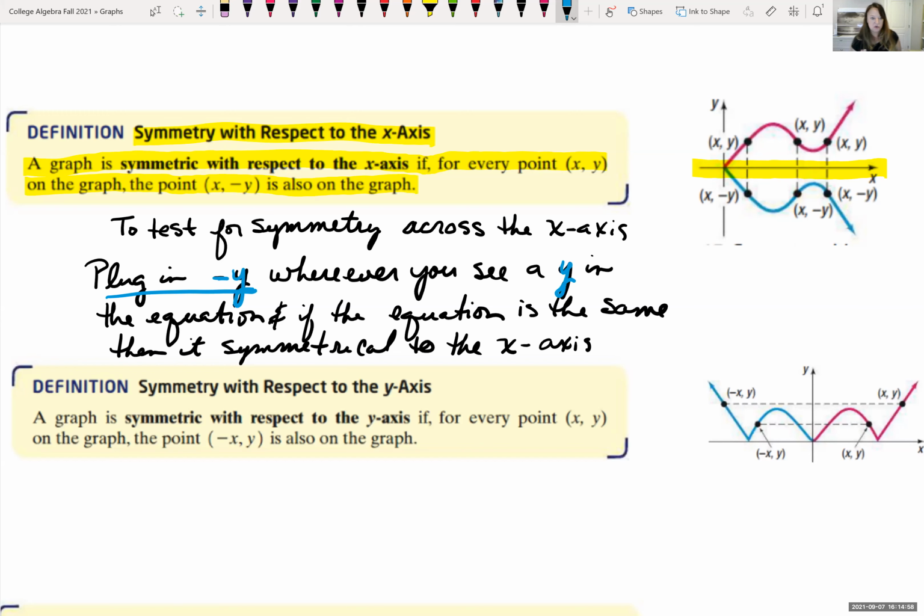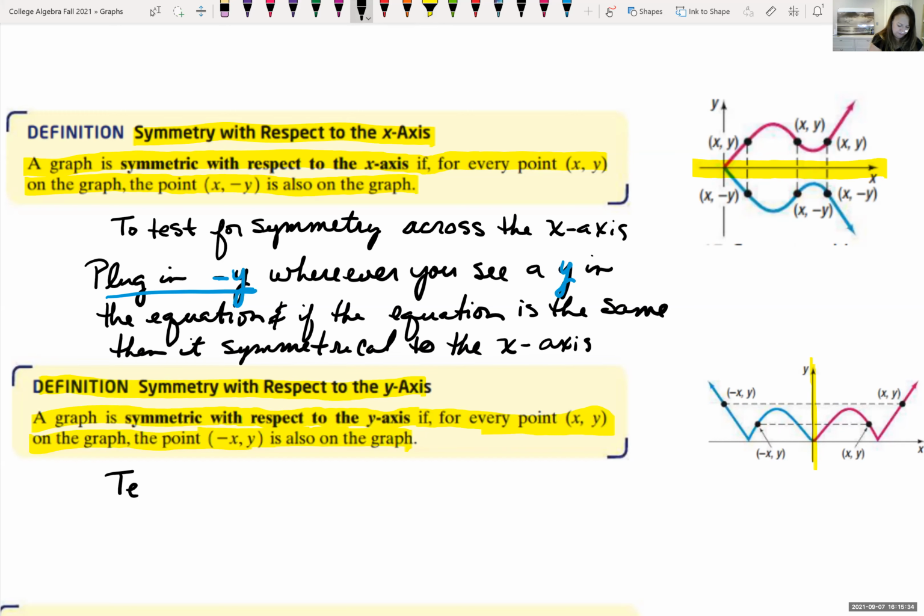So if it's symmetrical with the y-axis, notice our y values, and you can kind of see an example of a graph here that's symmetrical with the y-axis. Notice that our y values are the same, it's just that the values of our x have changed signs. So definition, symmetry with respect to the y-axis. A graph is said to be symmetric with the y-axis if for every point x, y on the graph, the point negative x, y is also on the graph.